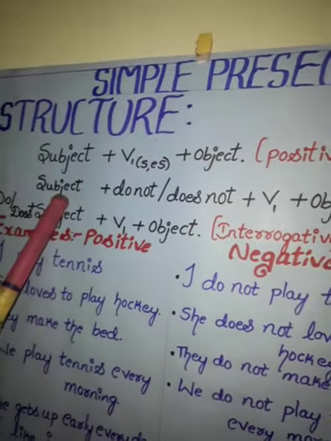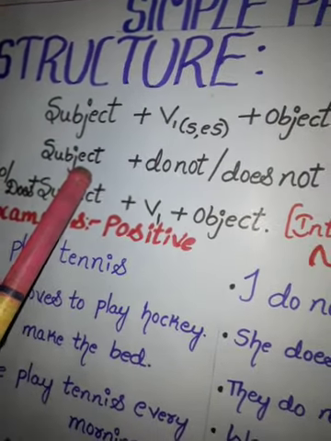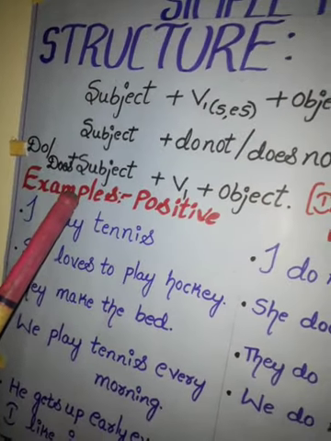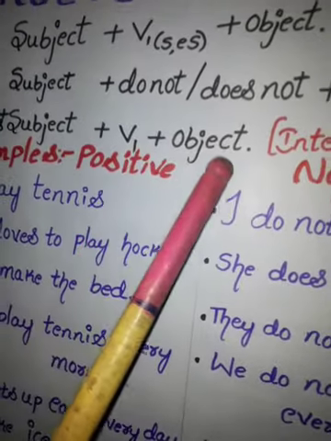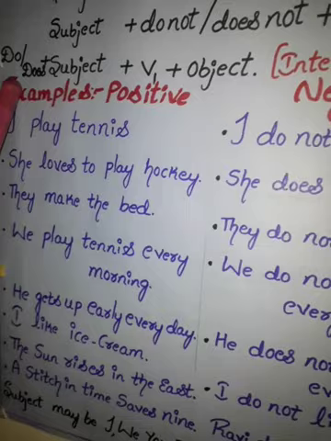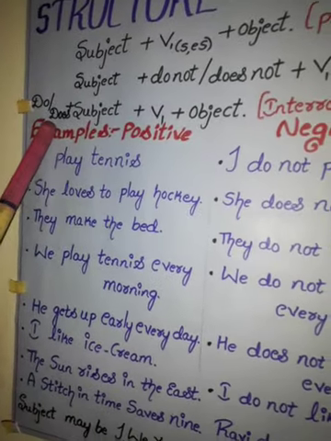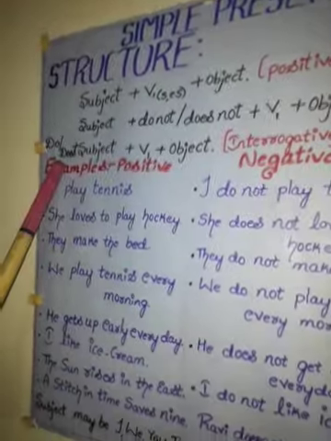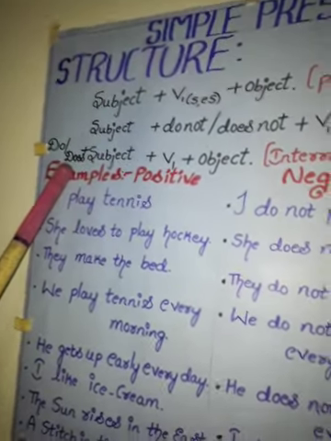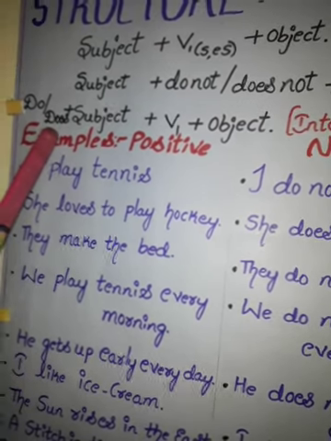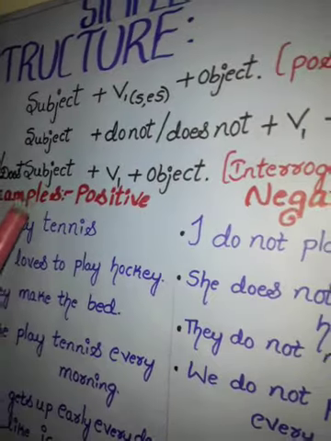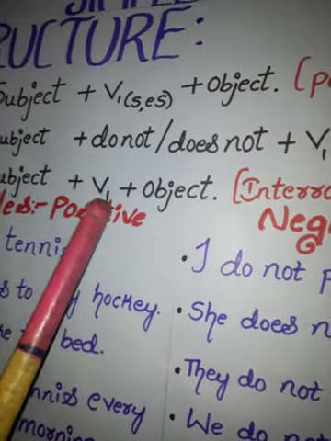Next, coming to the structure of an interrogative sentence. You already know that interrogative is nothing but a question, a query. So the structure of an interrogative sentence is do or does plus subject plus V1 plus object. We already have discussed when to use do and does. Do is used for the first person, second person, singular and plural, and also for the third person plural. And does is used for third person singular. And subject is I, we, you, they, he, she, it. And V1 is the base form of the verb.